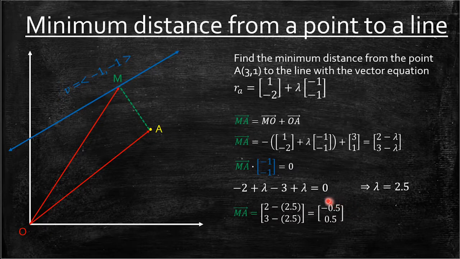Now, we don't care what the vector is. We want to know what is the minimum distance. So we want to find out what's the length of this vector over here. How do we find the length of the vector? Well, we just take the modulus of that vector. So when we take the modulus, we'll sum the square of each component and then square root that result. And that gives us a minimum distance of root 2 on 2.